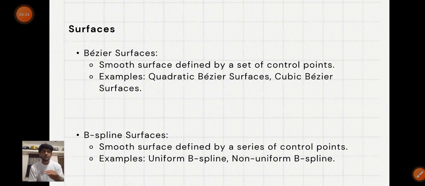When it comes to surfaces, we commonly use Bezier surfaces, B-spline surfaces, and NURBS surfaces. Bezier surfaces are smooth surfaces defined by a set of control points. Examples: quadratic Bezier surface and cubic Bezier surface. B-spline surfaces are smooth surfaces defined by a series of control points. We have seen that already with Bezier and B-spline curves. Examples: uniform B-spline, non-uniform B-spline.